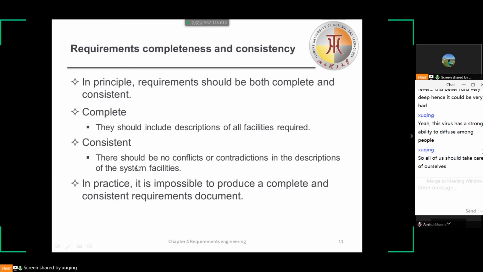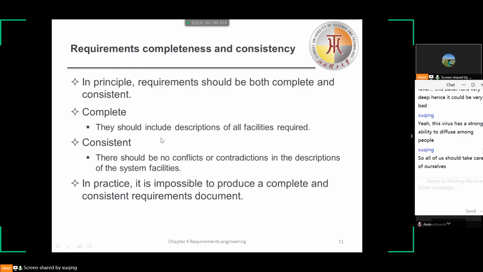In practice, it is impossible to produce a complete and consistent requirements document, especially for large, complex systems. We may have several reasons for this phenomenon. One reason is that it is easy to make mistakes and omissions. Perhaps we'll forget something when we write specifications for complex systems.